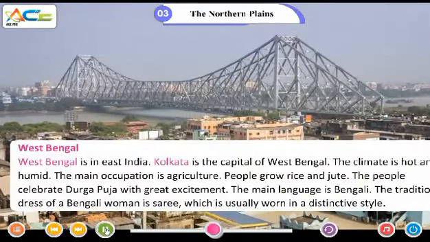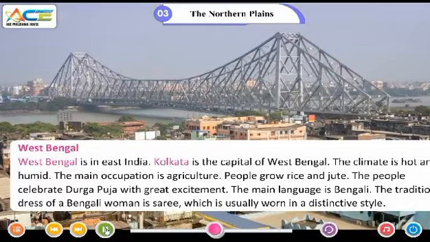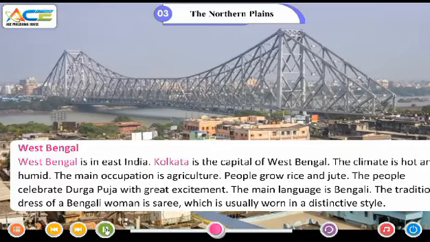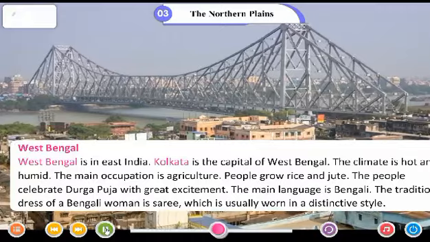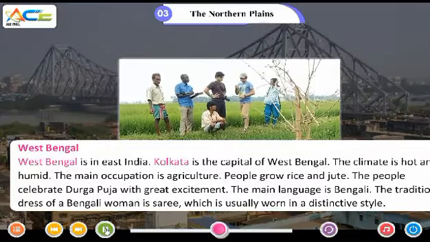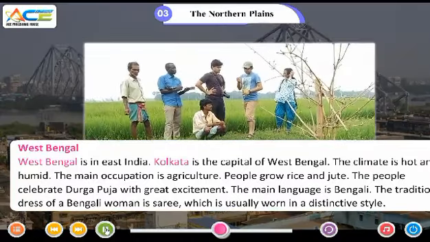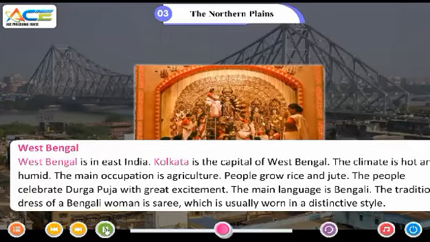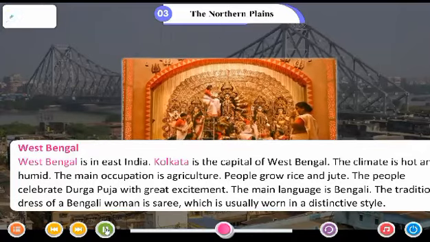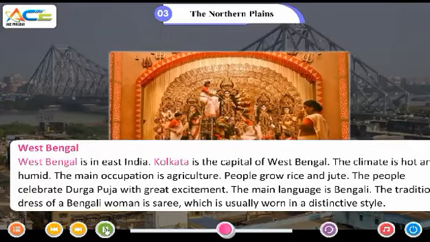West Bengal. West Bengal is in East India. Kolkata is the capital of West Bengal. The climate is hot and humid. The main occupation is agriculture. People grow rice and jute. The people celebrate Durga Puja with great excitement. The main language is Bengali.